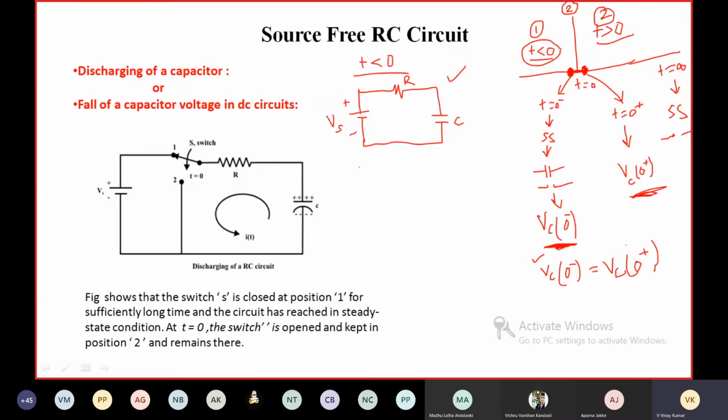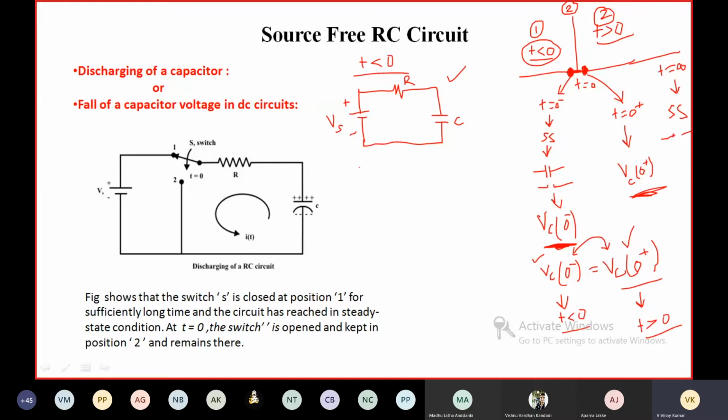Finding this value is nothing but finding Vc of 0 plus, which is the initial value for t greater than 0. This is the final value for t less than 0. The final value for t less than 0 is equal to the initial value for t greater than 0. Both will be equal because voltage across the capacitor cannot change instantaneously.